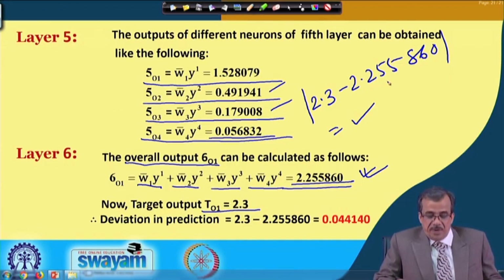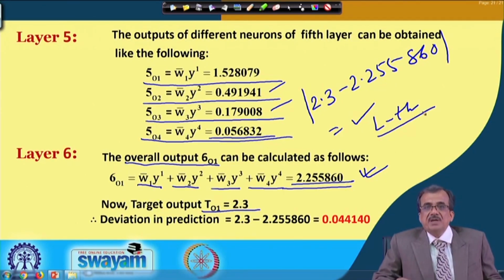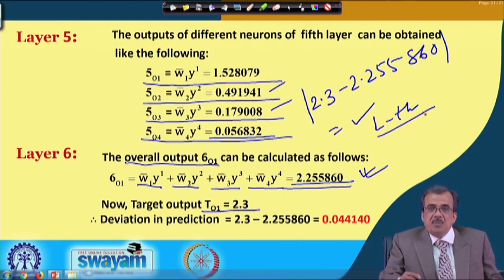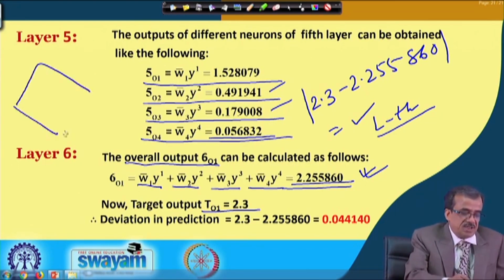So, this is the prediction corresponding to the first training scenario, then we go for the second training scenario, third training scenario, up to all the training scenarios. So, capital Lth training scenario, and try to find out all the deviation values. You add the mod values of all the deviations, find out the average, and that particular average will be the fitness of the GA as I discussed.